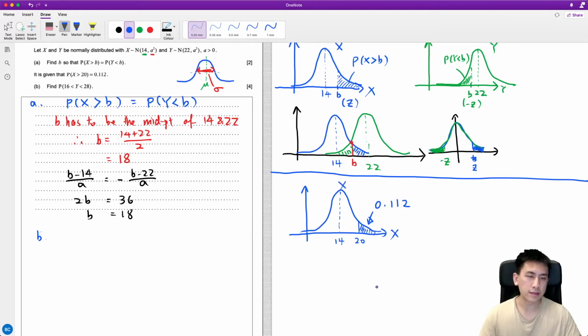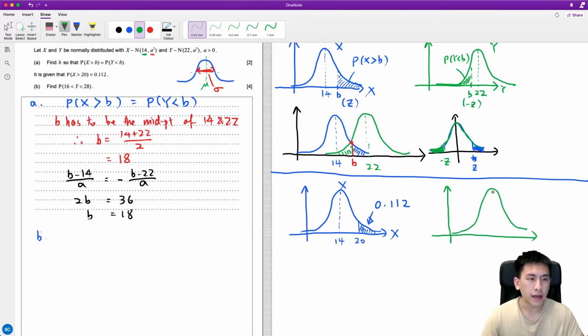And then now that's x, and that's x. Okay, this is the x distribution. Now they ask for the probability that y is between 16 and 28. So of course, for sure, we're gonna have to draw y as well. All right, we're gonna draw y, and y again. This is 22, and we are looking for between 16 and 28. So we're looking for this region here. Okay, right here.